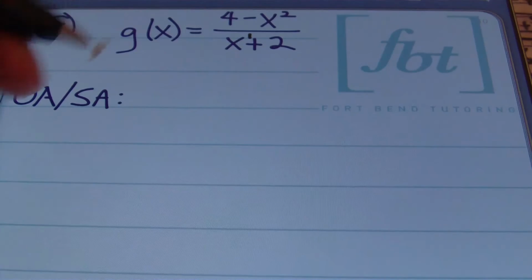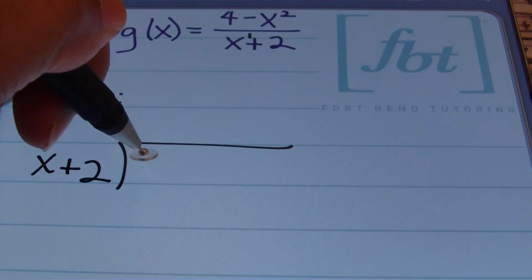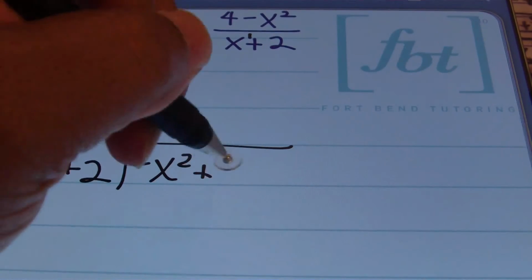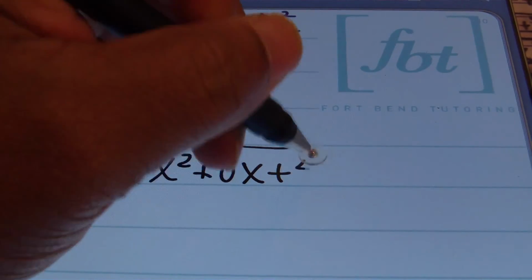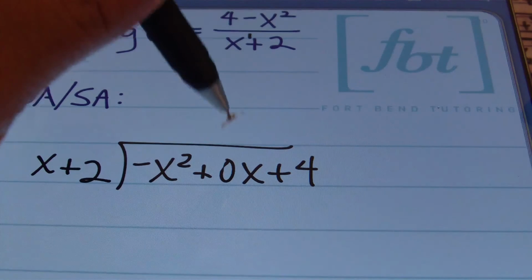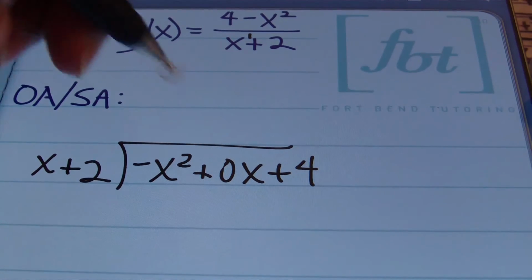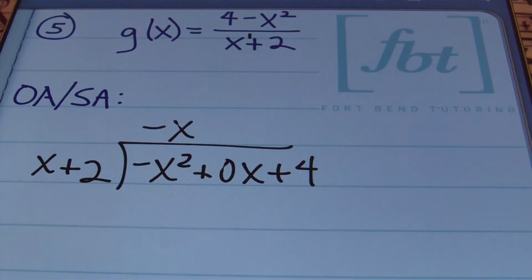So using long division, you'll end up with x plus 2 going into negative x squared plus 0x plus 4. Remember, you'll want to write your dividend in descending order of your variable, and it's helpful to use placeholders for those missing terms. So I'm going to be multiplying x times negative x in order to get that negative x squared there. Then I'll distribute.